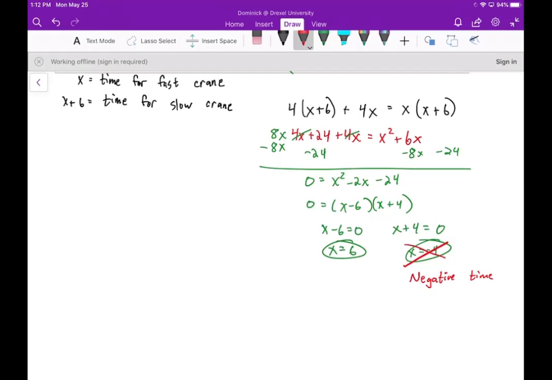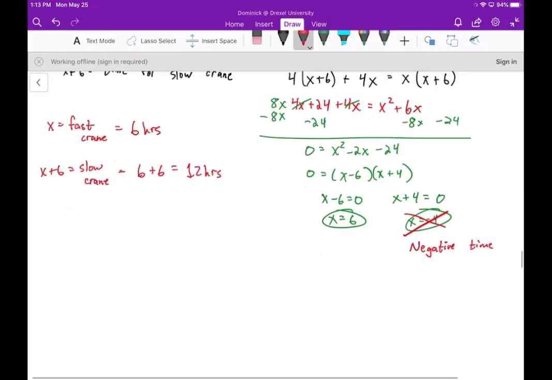Right? So now remember, X was the time for the fast crane. So it takes 6 hours for the fast crane to do the job by itself. And X plus 6 is the slow crane. So that's 6 plus 6, so that's 12 hours. Right, so it would take the slow crane 12 hours to do it by itself, and the fast crane 6 hours.